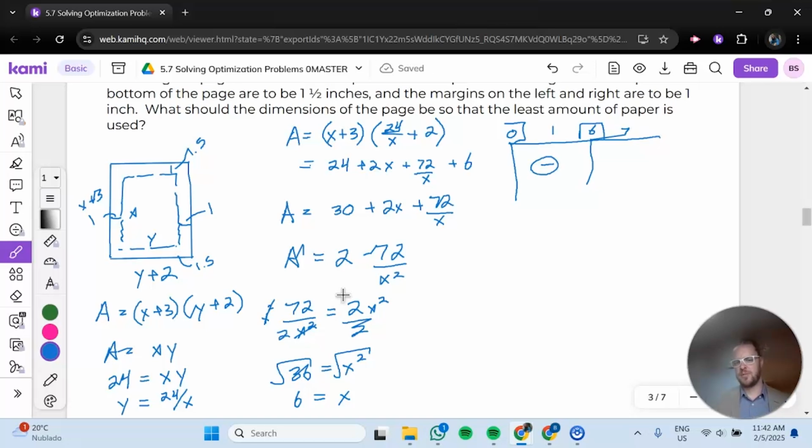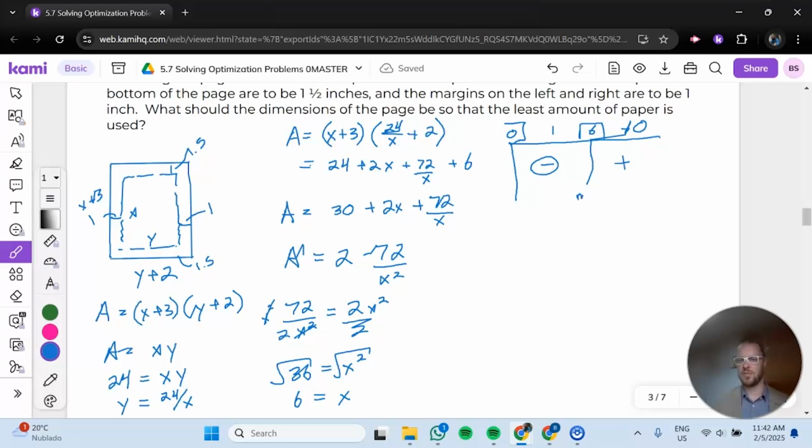Probably easier if I did a bigger number, but that's okay. 2 minus 72 over 49. Yeah, let's make it easier. Let's put that at 10. It'll be easier for us to work out. So that's going to be 2 minus 72 over 10 squared, which is 100. 72 over 100 is definitely less than 2, so that's going to be positive.